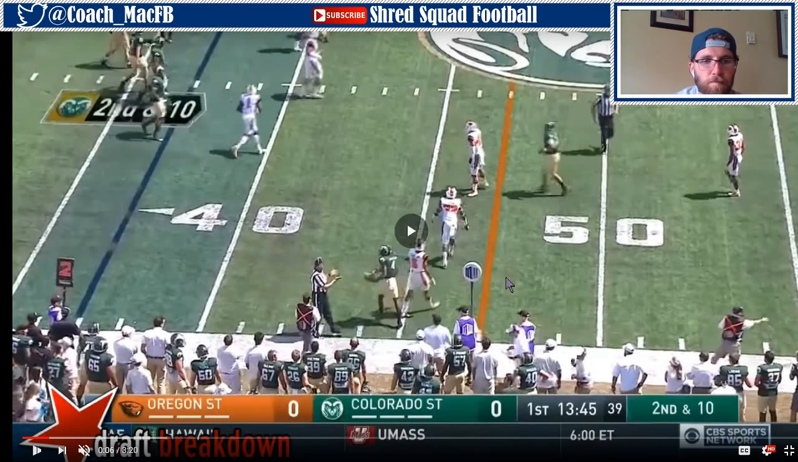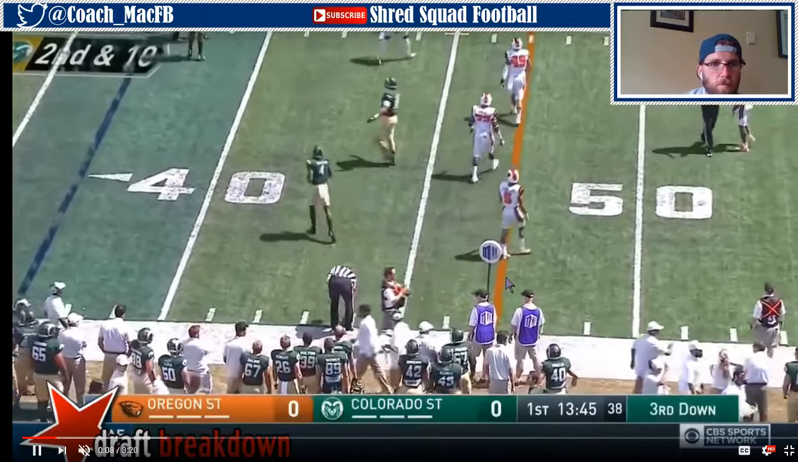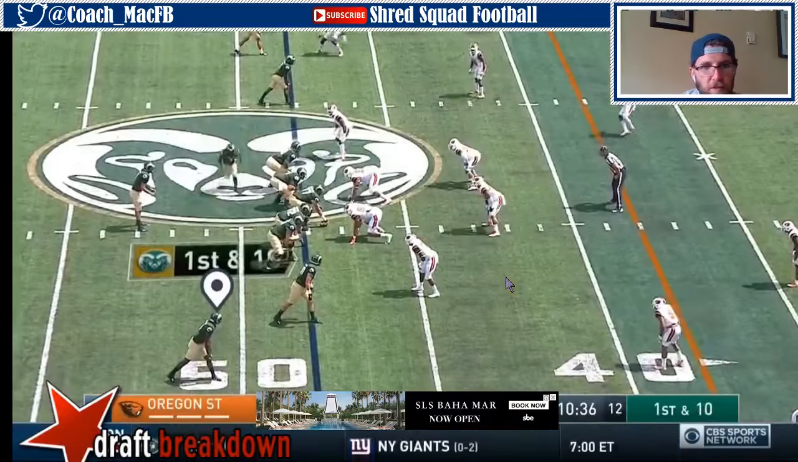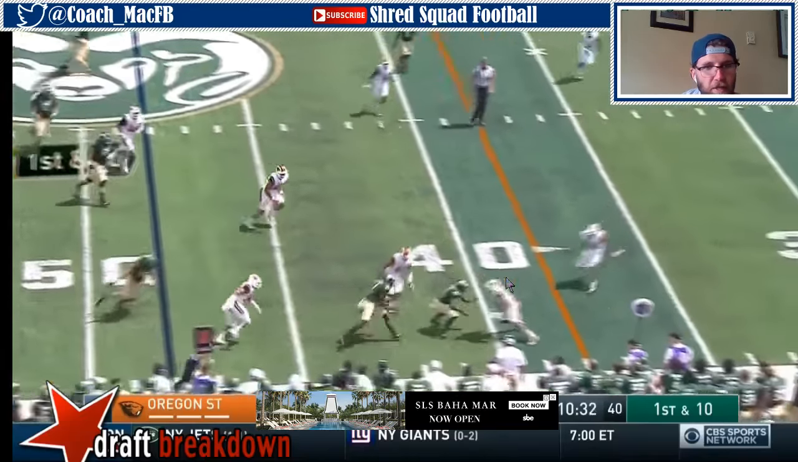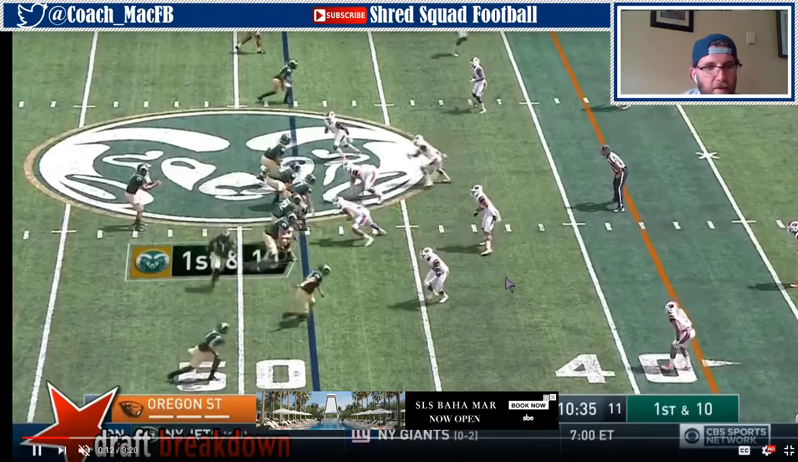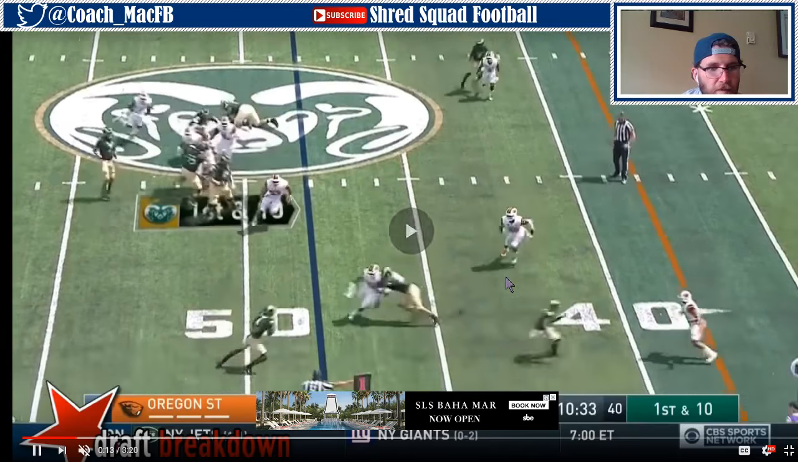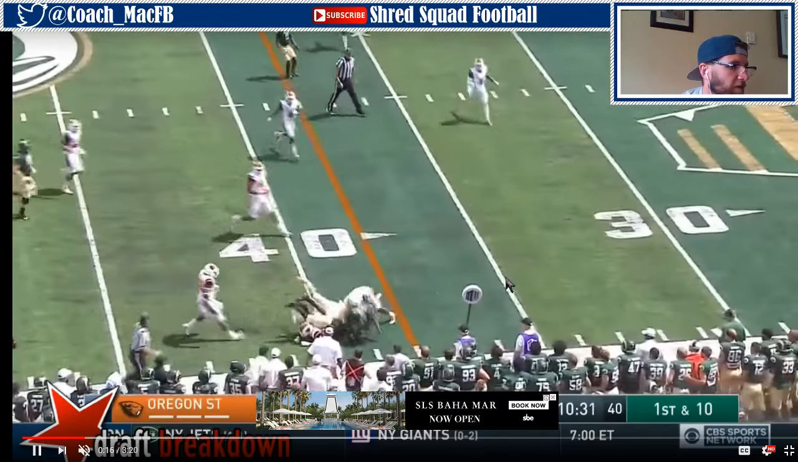All right. Let's move on to the next play. So here he is lined up, catching the screen. And see how quick he comes out of there? You should see it in a second here.